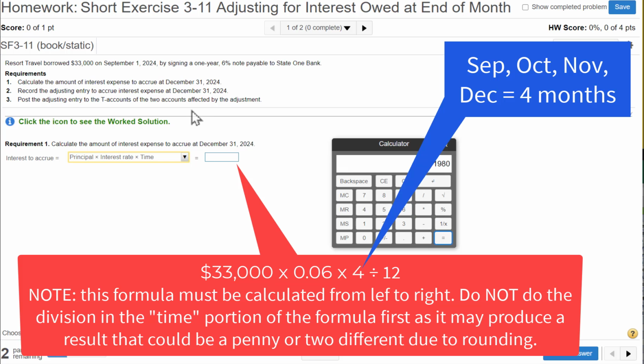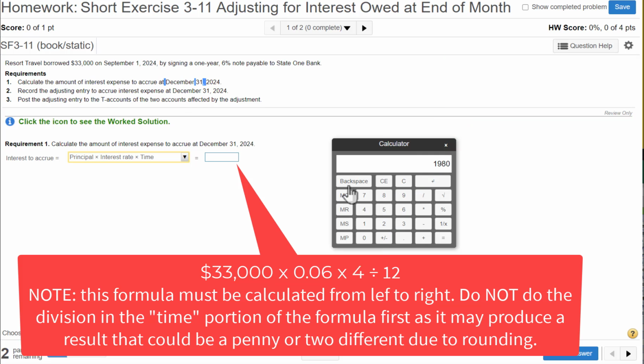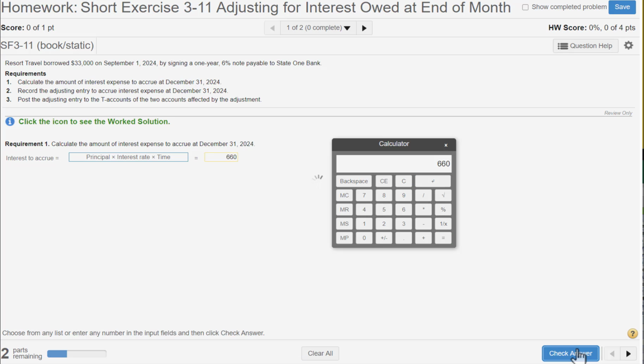But how much time has gone by from September 1 to the end of December? That's September, October, November, December. So 4 months. So we multiply times 4 months divided by 12 months. Because basically we're saying it's 4 months out of 12 that we're accruing the interest. So that gives us a total of $660 of interest that the company owes at the end of the year.